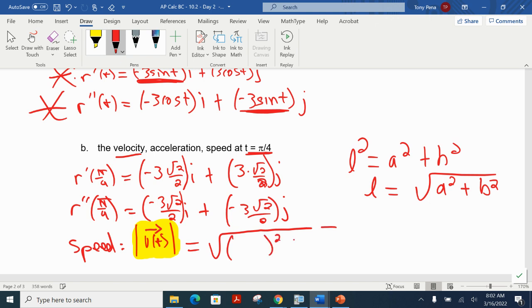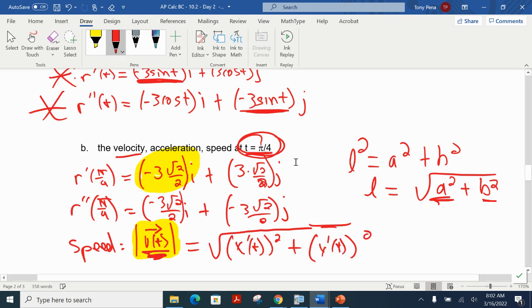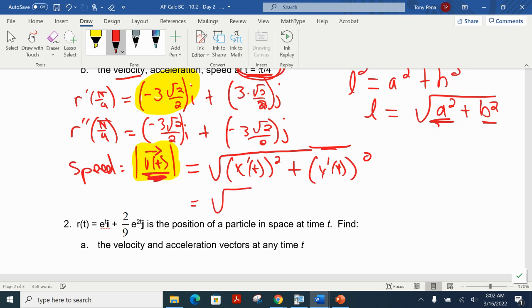And what we want to be squaring is our velocity vector at that time of pi over 4. So it's this guy. That is x primed of t. Let me write this in one time. This is our velocity vector. Let me write that in general notation, and then we'll substitute in below it. So x primed of t is what I have highlighted right there. That is negative 3 root 2 over 2 squared. And then y primed would be, again, our velocity vector's y rate of change, which is 3 root 2 over 2 squared.